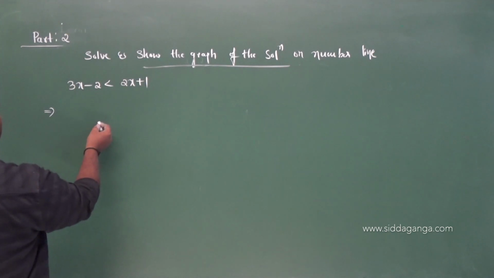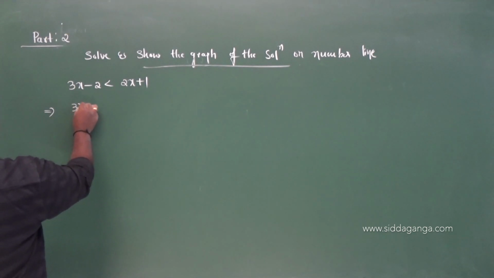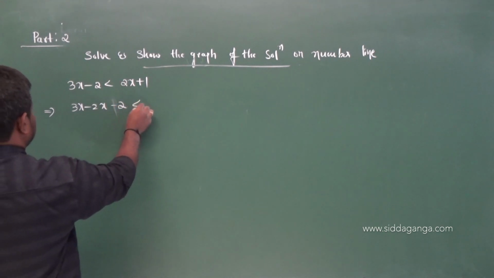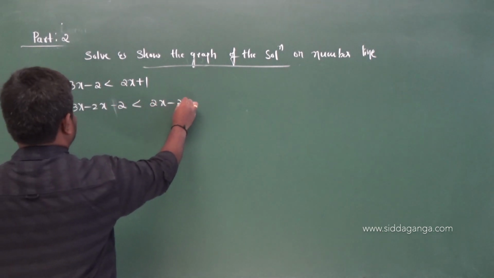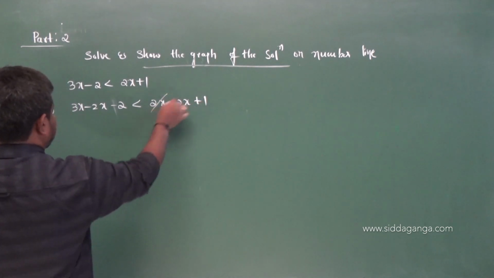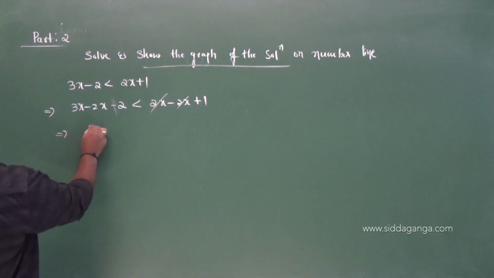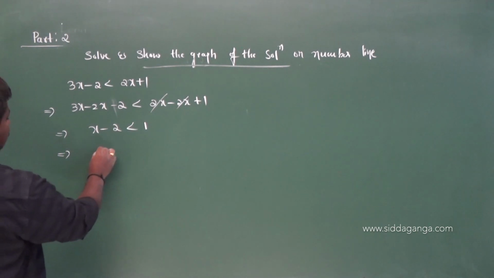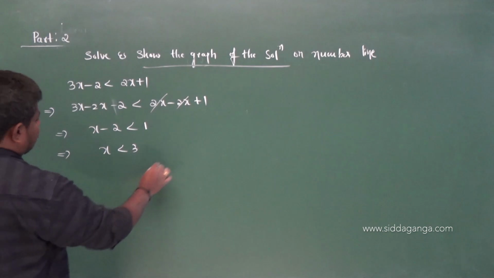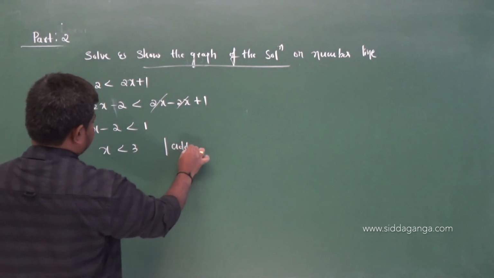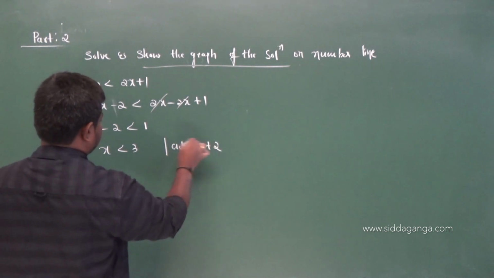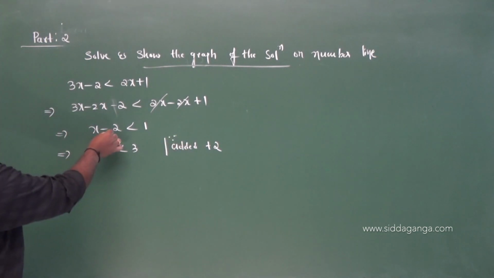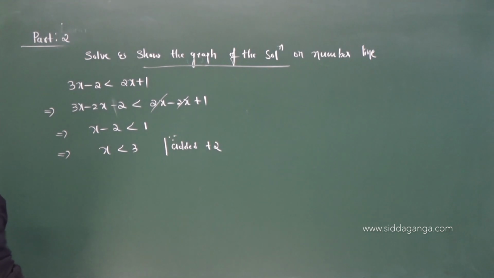Adding minus 2x on both sides: 3x minus 2x minus 2 less than 2x minus 2x plus 1. You get x minus 2 less than 1. Adding plus 2 on both sides, plus 2 minus 2 get cancelled, 1 plus 2 is 3, that is x less than 3.